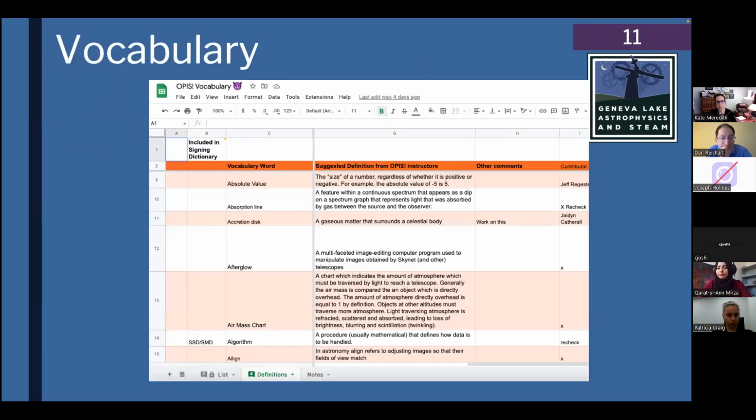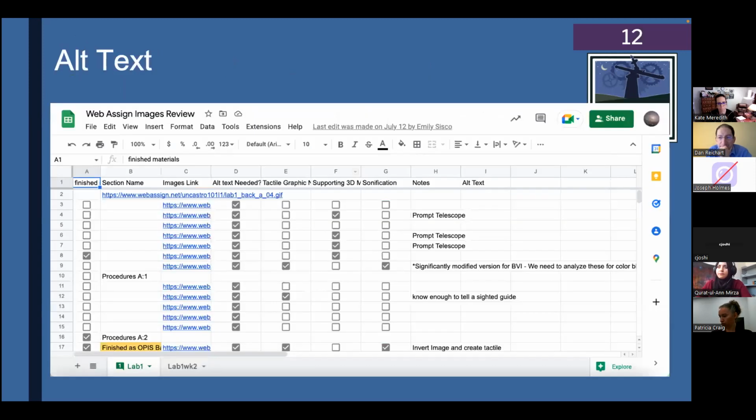Another thing that we also have agreed on is a definition for each of those words that you can look up, and that's something that the OPIS instructors from the first year worked on with me as well.